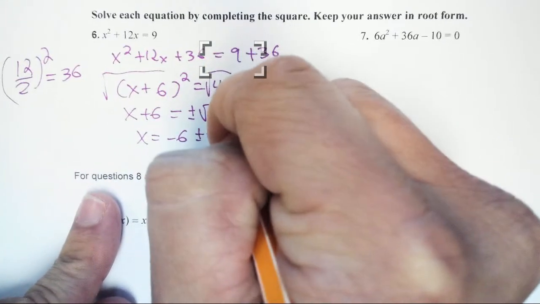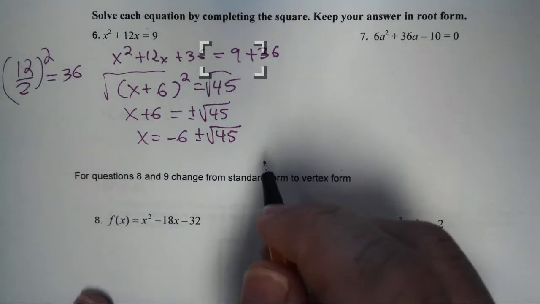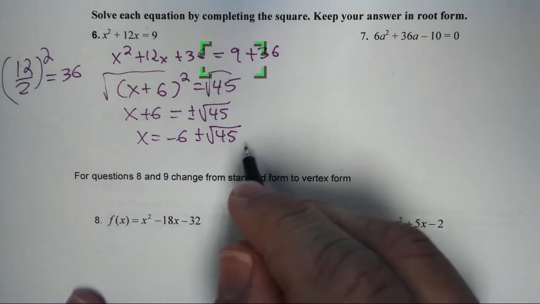Now we're going to solve, so I'm going to take the square root of both sides. X plus 6 equals plus minus root 45. Subtract 6 from both sides, and I get -6 plus minus root 45. 45 can be broken down further, though, because it's a square root.